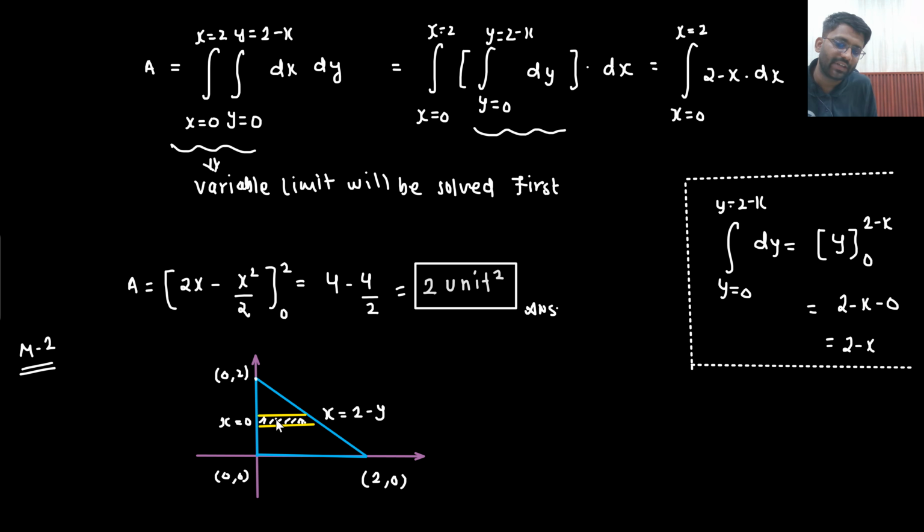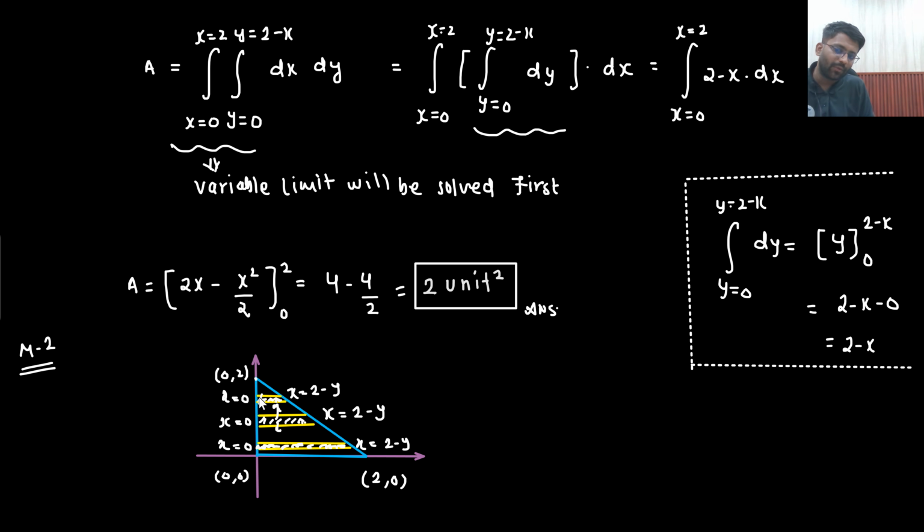Now, sir, I will move this strip on the upper side and on the downward side. When I move this strip on the downward side, sir, this is where I will reach. So on this strip, the value of x is here 0 only. The value of x here is 2 minus y. If I move it upper side, again, sir, the value of x is going from 0 to 2 minus y only.